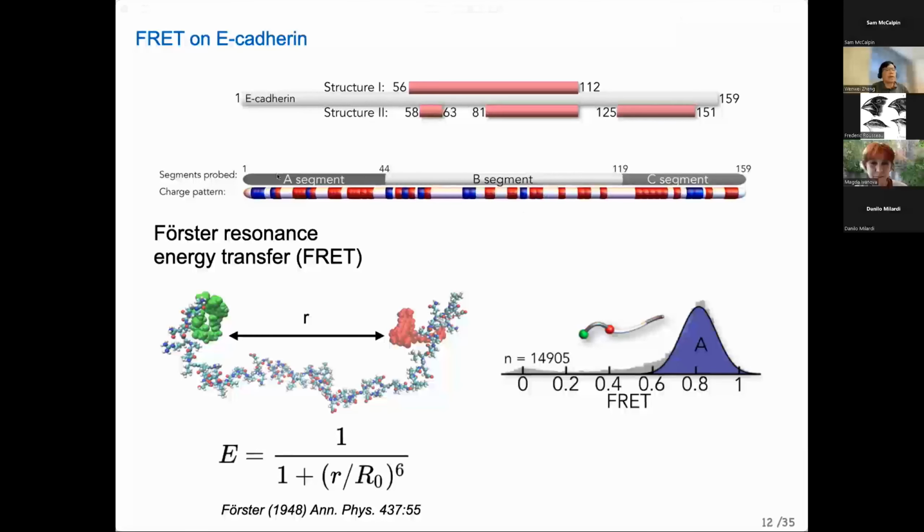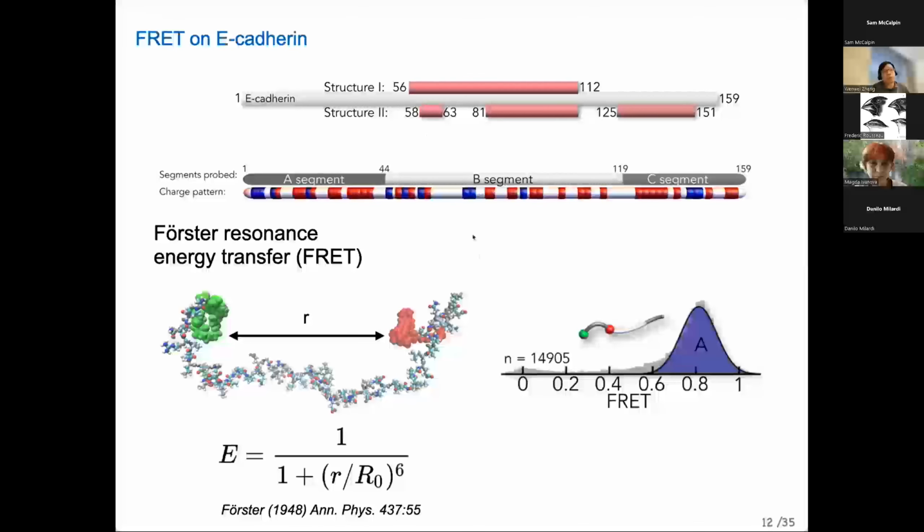They cut the protein at different positions into three segments, A, B, and C, at residues 44 and 119. Then there are four different labeling positions, because for FRET they can only do pair labeling. If we just do a combination problem, there are 6 pair labeling positions, namely from 1 to 44, 44 to 119, 119 to 159, and then between the A and B segments, between B and C, and the entire protein.